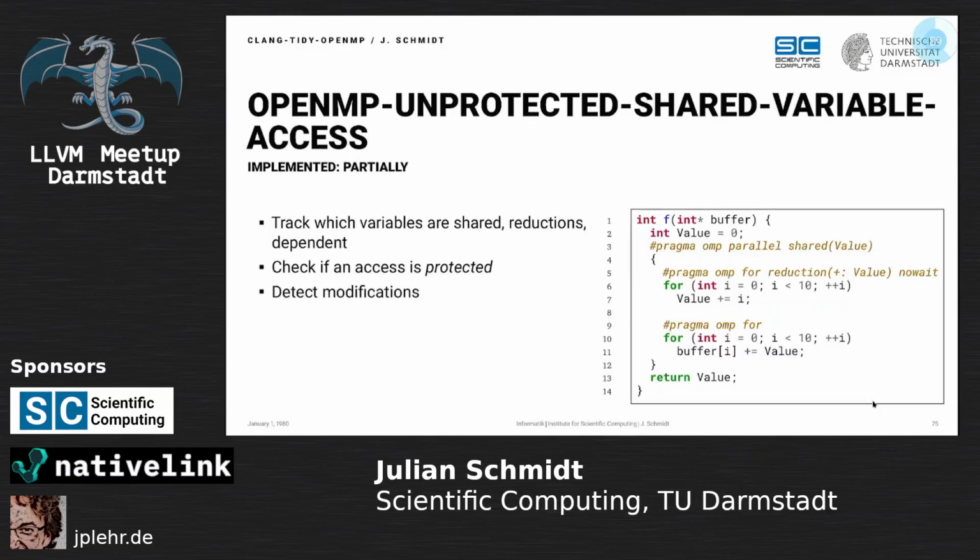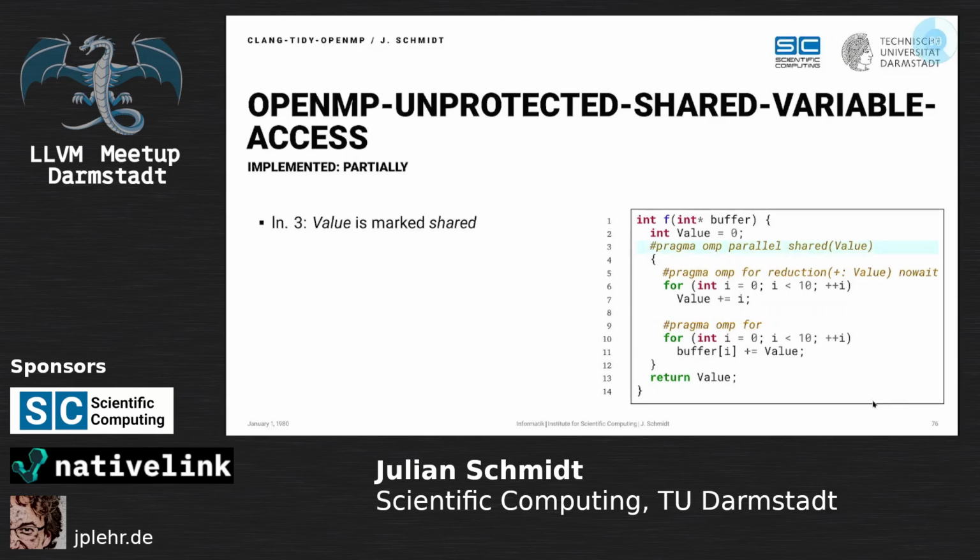And finally, we need to detect what the modifications are, because just because we're accessing a shared variable doesn't mean we have a data race there. The data race only happens if we access shared variables and one of those accesses is modifying. So that's the third thing we have to check for.